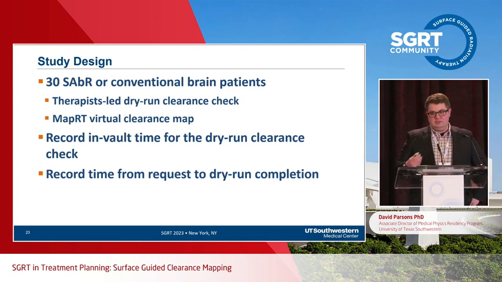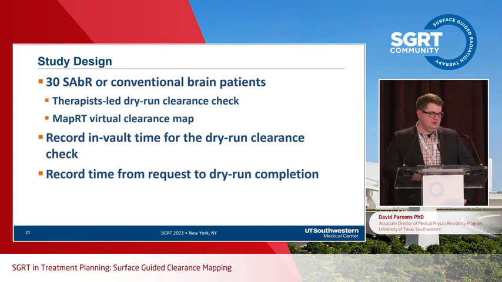So we had 30 patients treated with SABR or conventional brain. All of our conventional brain patients are also non-coplanar treatments. So we had the therapist do their standard of care dry runs on the machine, and then compared those results and feedback that they would give to the dosimetrist for MapRT, and also recorded how much time you would be saving both in the vault by using that resource for the therapist to do the angle checks, and then how long the dosimetrist would have to wait for that process to occur, to know that their plan, which they think is a good plan, is a safe plan to treat.